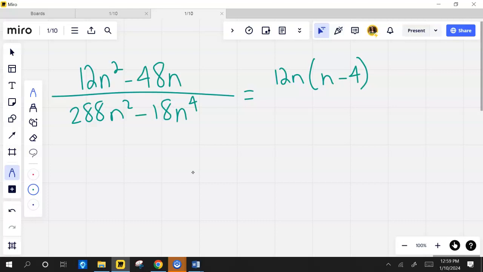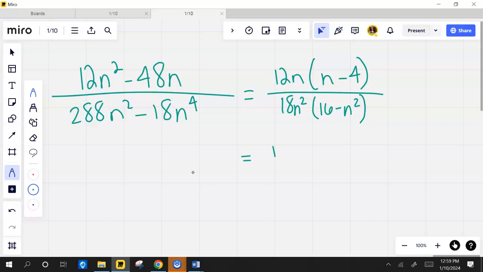Y'all okay? All right, look at the bottom. Is there anything I can take out of the bottom? 18n squared. When I take out 18n squared, what's left? 16 minus n squared. Now, I told you to factor completely. Is that factored completely? No. What do you see? Difference of squares. That's exactly right. Where is that at? At the bottom. It is. It's just backwards, but that's okay.